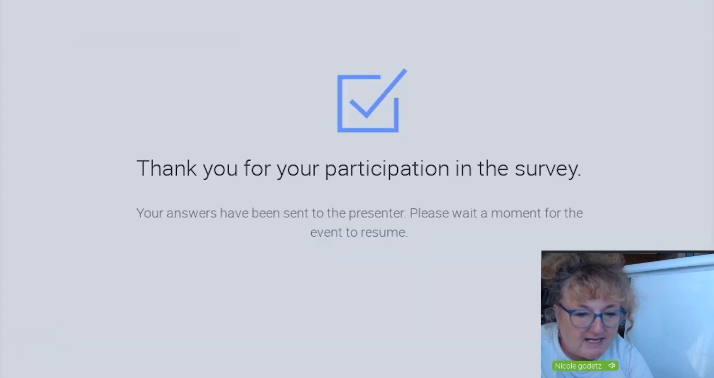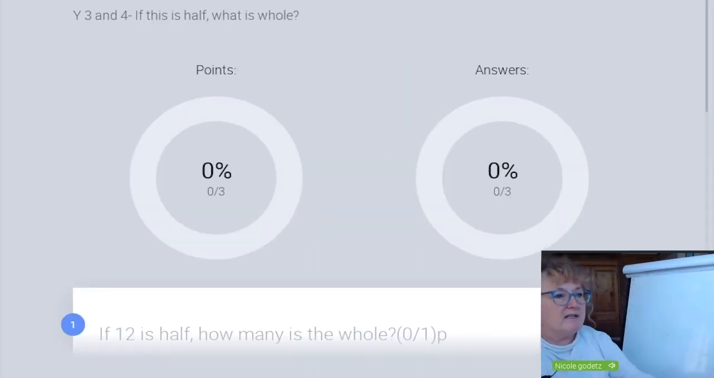Well, if it's easy, then I should see that all of my students got all the answers correct. So I'm going to share your results now, so you'll be able to see what you got. There are 2 circles. One circle tells you how many you got out of 3. 3 out of 3 is 100%. The other one tells you how many points you got. 3 points out of 3 is 100%.